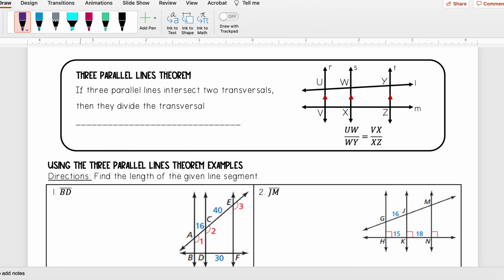In this video, we're going to be learning about the three parallel lines theorem. And this theorem says that if three parallel lines intersect two transversals, then they divide the transversal proportionally.